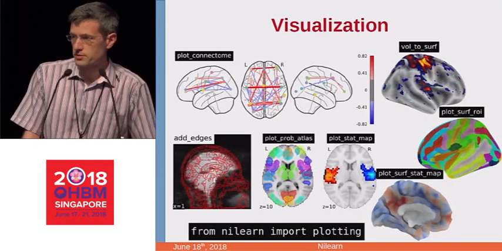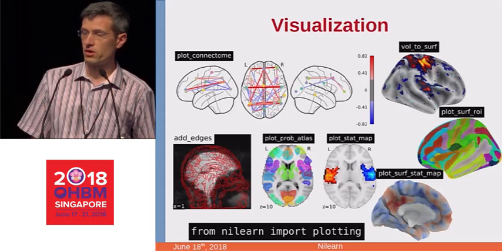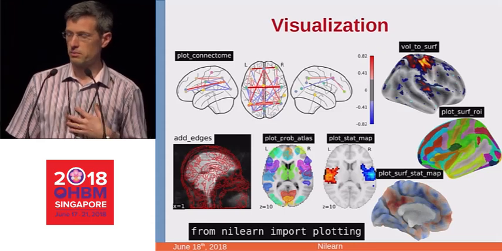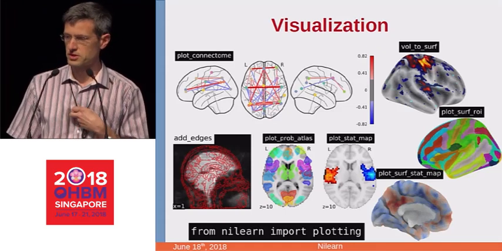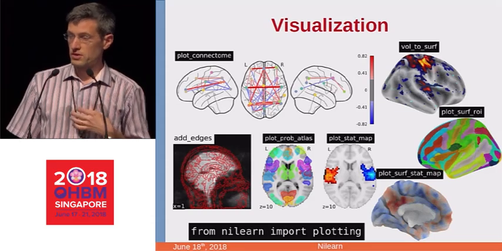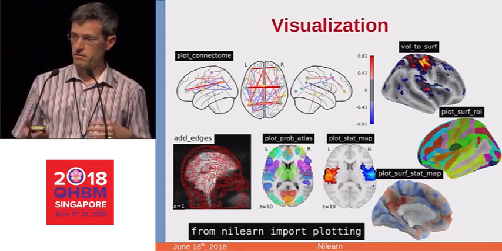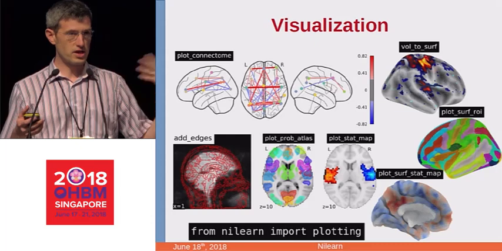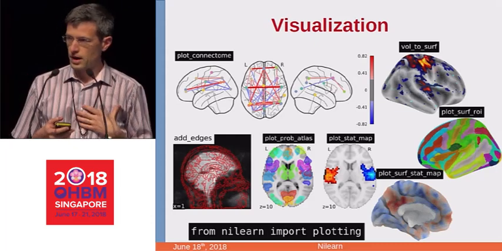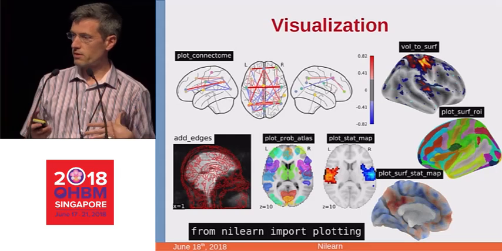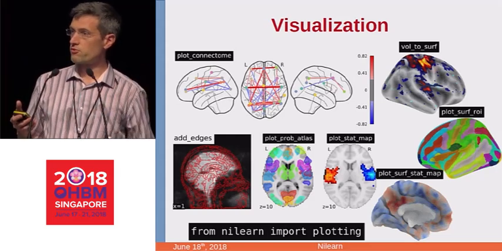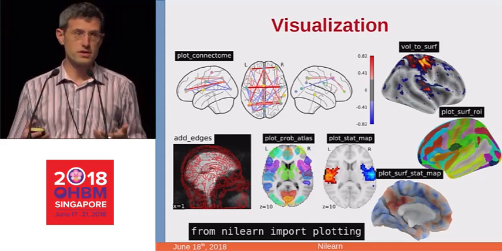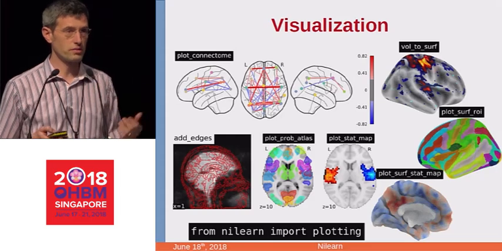So in terms of visualization, we propose some tools to plot connectomes, so ROIs and edges between these ROIs, and you can plot the connectivity strengths between these regions. We can also plot probabilistic atlases, so overlapping regions, activation maps. You can add some anatomical features like edges on top of functional images. And more recently, we have added some capabilities for surface rendering, so projections of volumic data to the surface, and then rendering of ROIs on the surface and activation or feature maps on the surface.